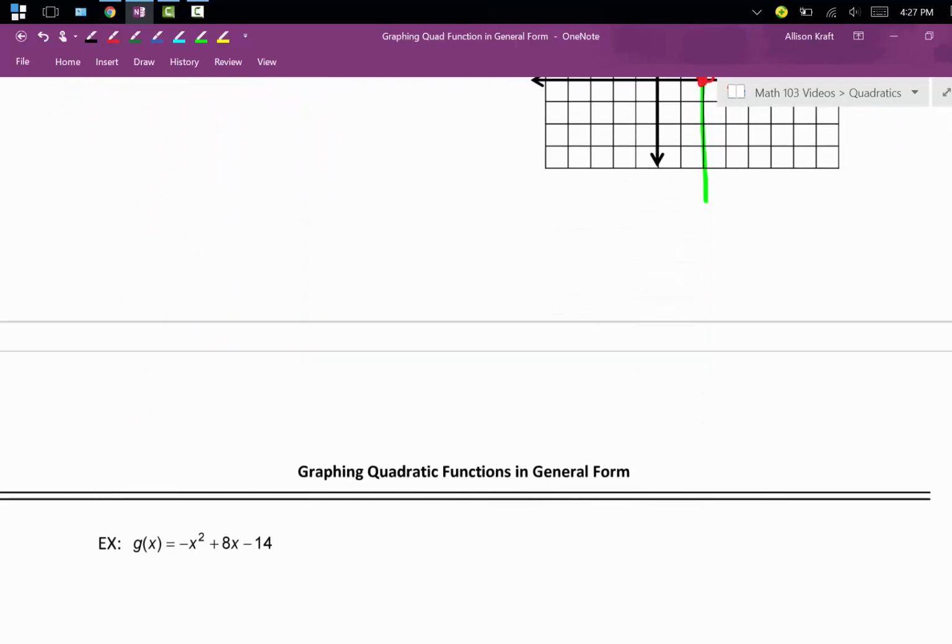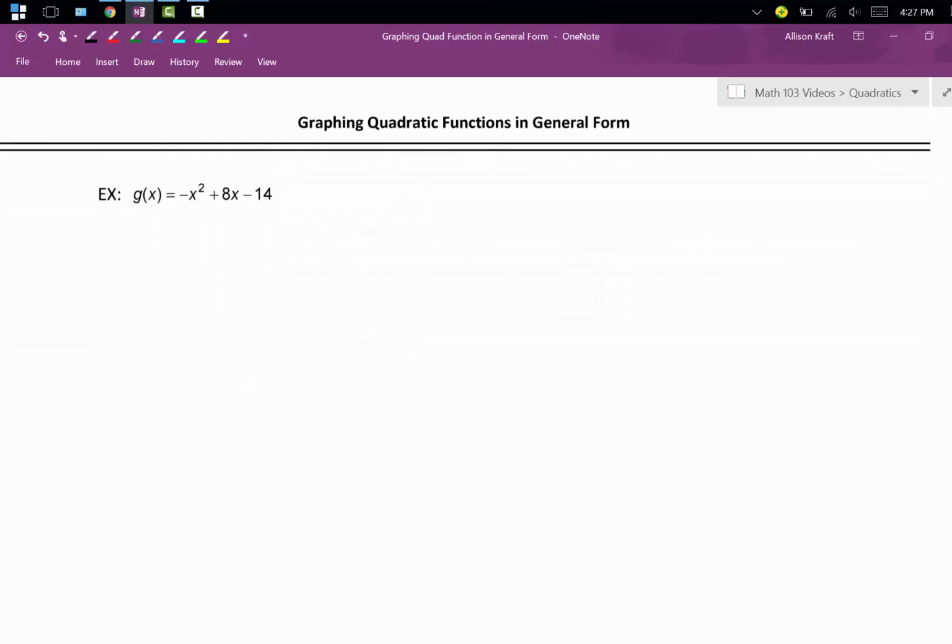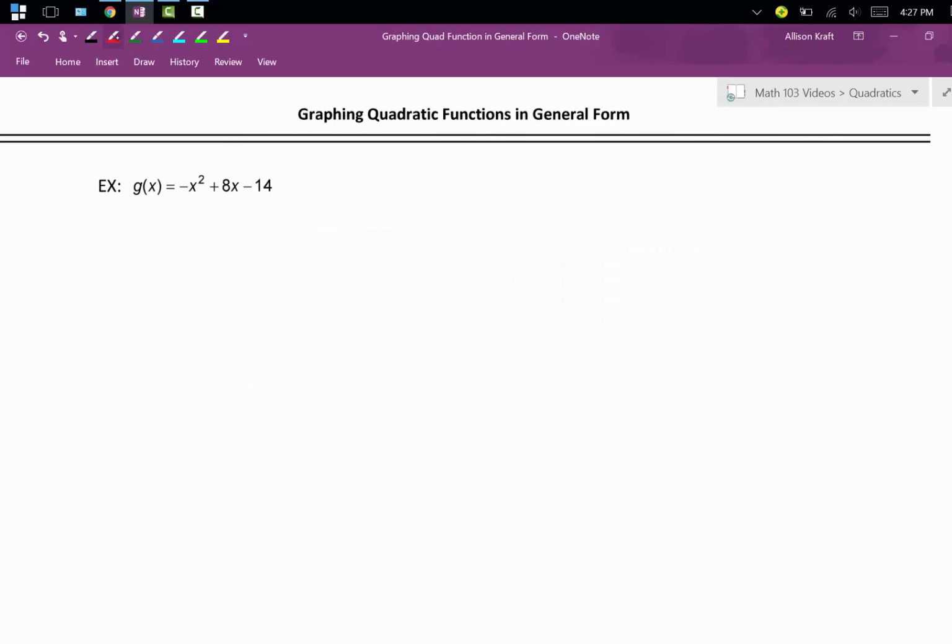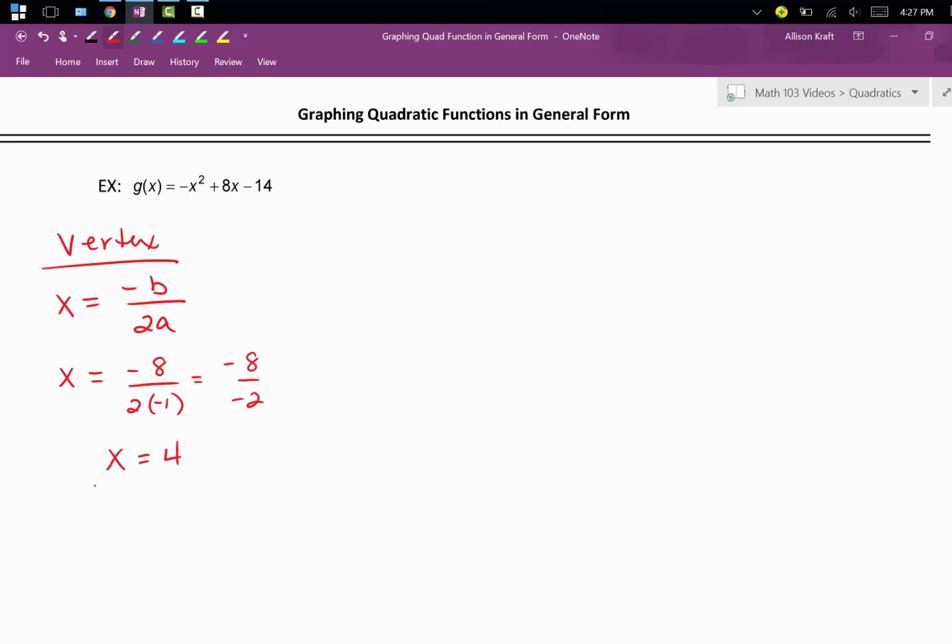Let's try another one. We want to graph the same way. We'll find the vertex and the intercepts, the symmetry point, draw in our parabola. The x-coordinate of the vertex is negative b divided by 2a. So that's negative 8 over 2 times negative 1. The x-coordinate of our vertex is positive 4.